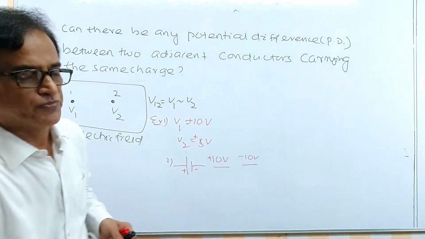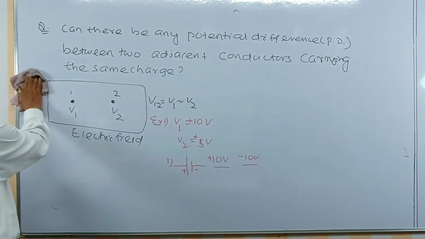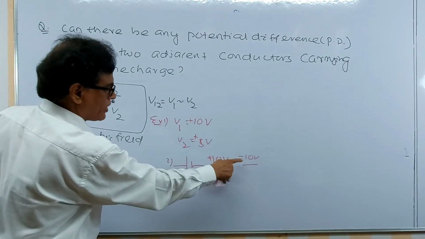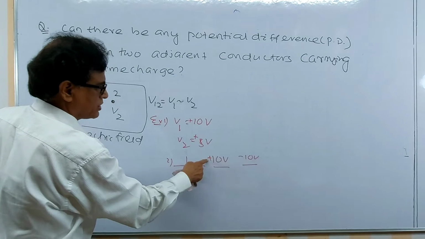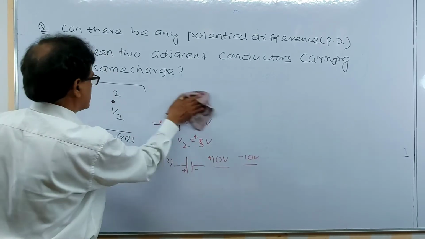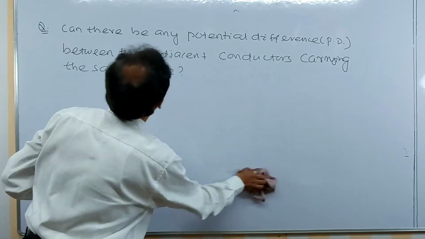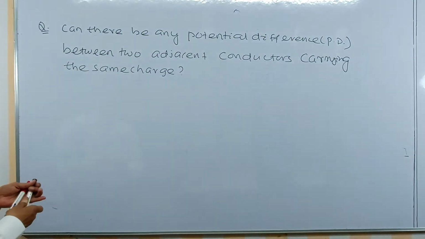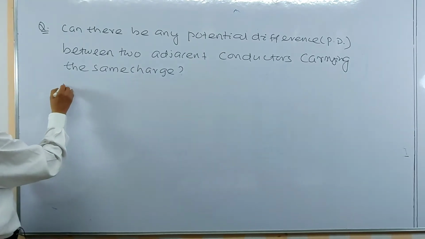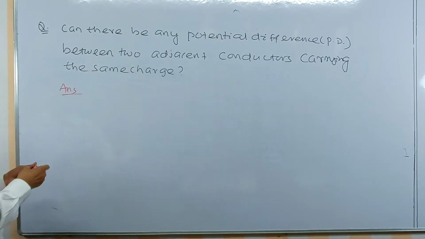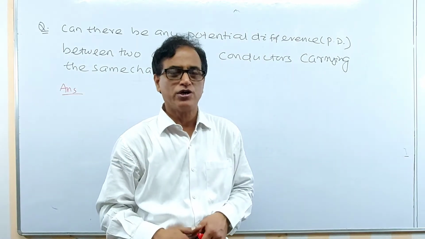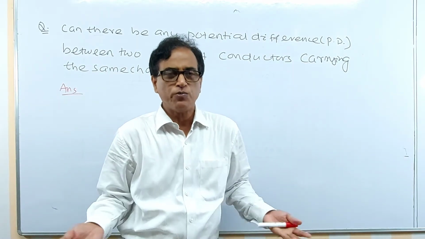But here the question is, in this case, potential differences are there. It may be plus, it may be minus, and a higher or lower potential represents a battery. But here is a peculiar question: can there be any potential difference between two adjacent conductors carrying the same charge? Who can say? Same charge is there, so how will charge flow? If charge never flows, then there is no potential difference.